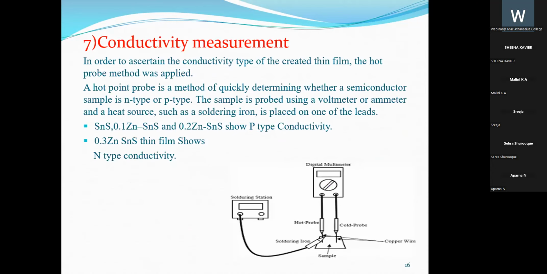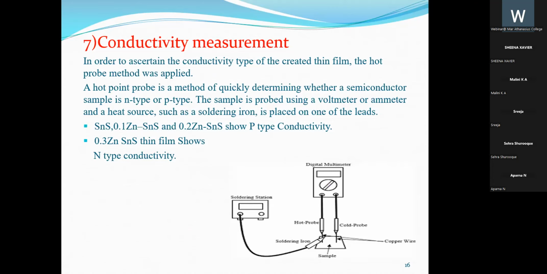Okay. So this is the conductivity measurement. We only did the type of conductivity measurement using the hot probe method, and the analysis shows that for SnS, 0.1 Zn SnS and 0.2 Zn SnS, the film shows p-type conductivity, and as the concentration of Zn increases, the conductivity slightly changes from p-type to n-type.